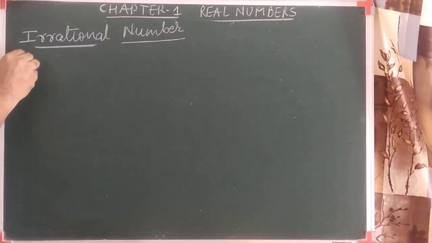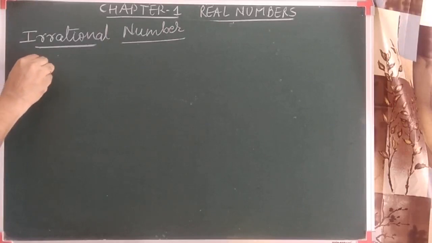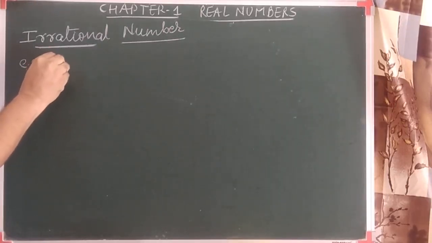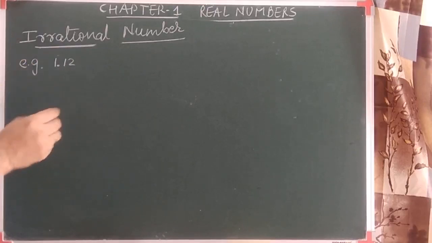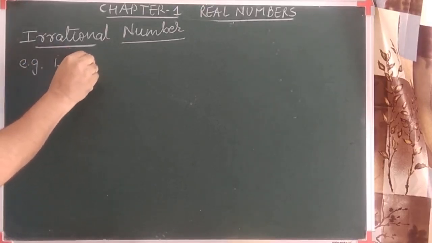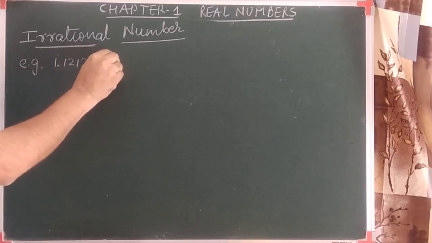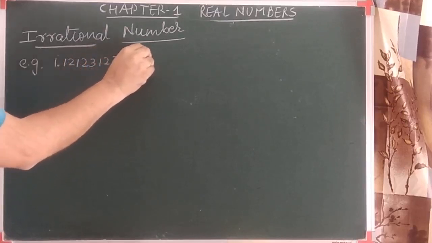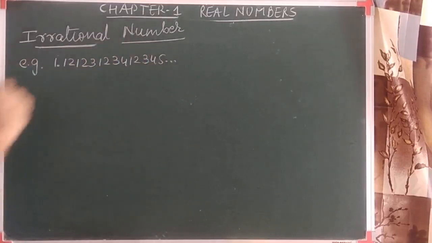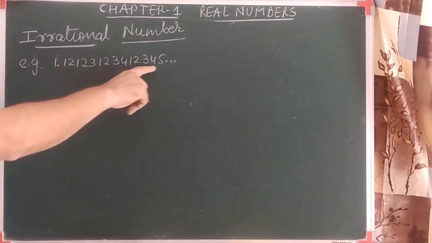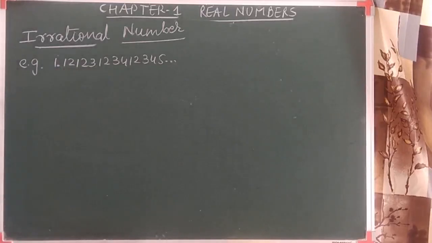Let's have an example of that number. Non-terminating non-reoccurring. If I write 1.12, see, it should not be the same pattern: 1, 2, 3, then 1, 2, 3, 4, then 1, 2, 3, 4, 5. So here you can see that the digits after the decimal are not having the same pattern. Pattern means the repeating numbers.